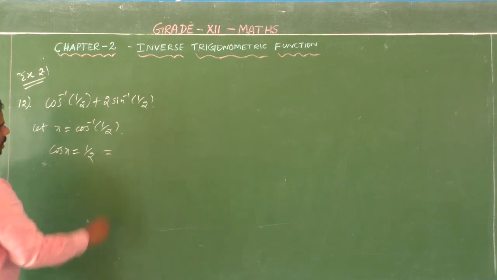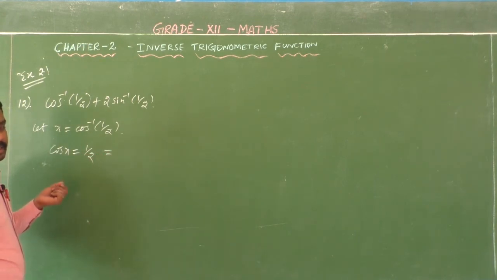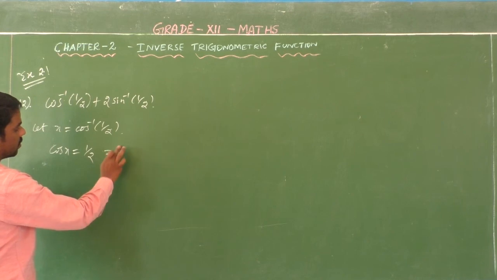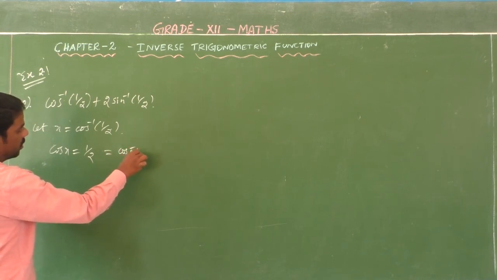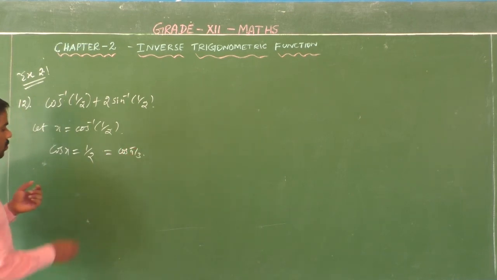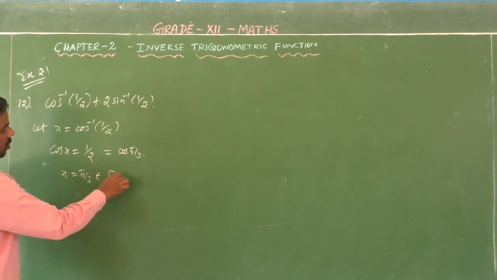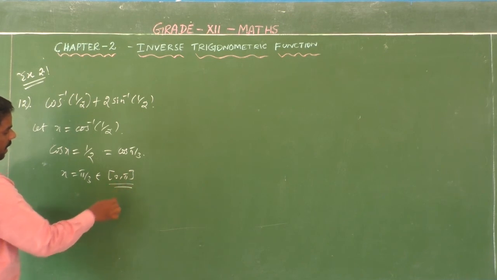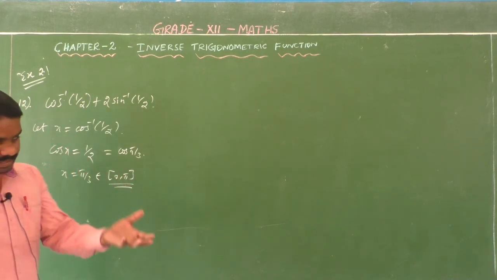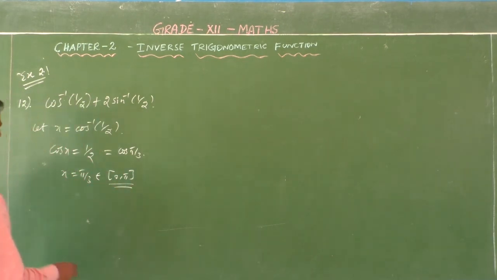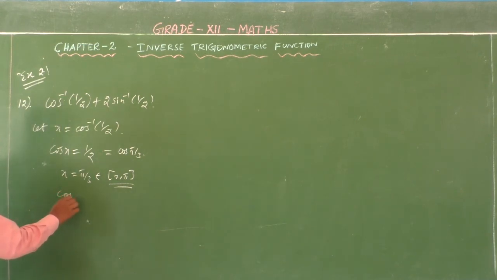Let x equal to cos inverse of 1 by 2, then cos x is equal to 1 by 2. The value 1 by 2 is equal to cos pi by 3. So x is equal to pi by 3. This also belongs to the closed interval 0 comma pi, which is the principal value range of cos inverse x. So cos inverse of 1 by 2 is pi by 3.